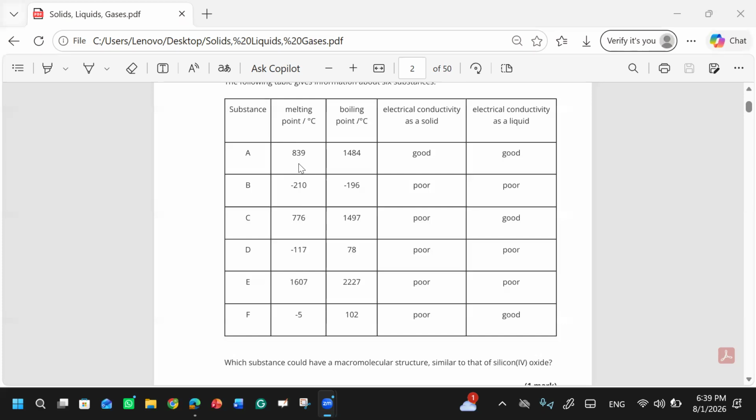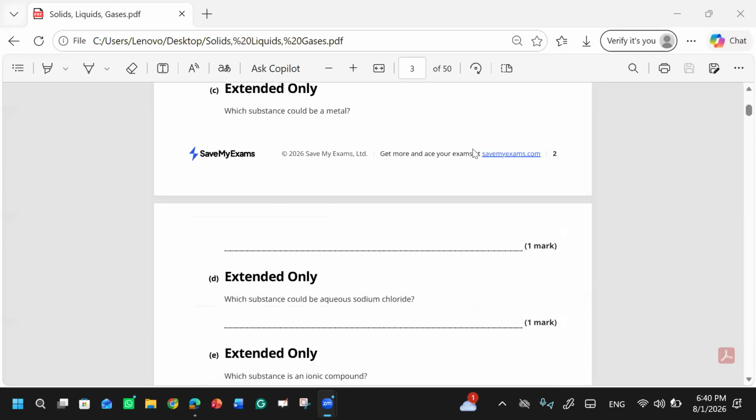When we talk about A, the metals have high melting points as well as high boiling points. And what else? They are good conductors of electricity, in liquid as well as in solid. Yeah. Okay.